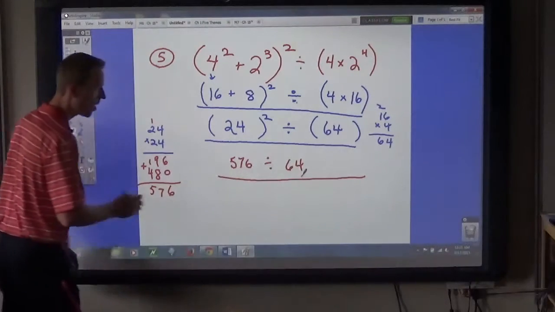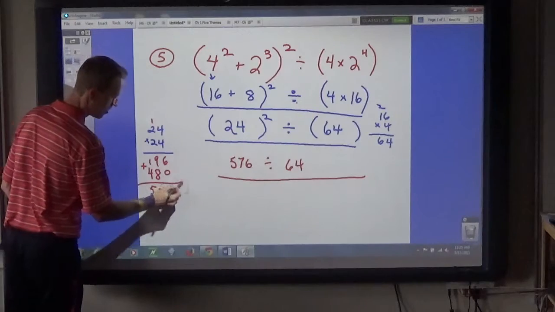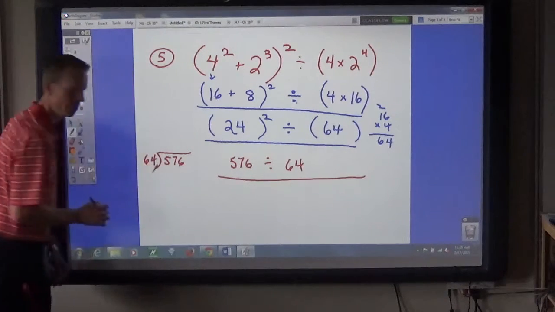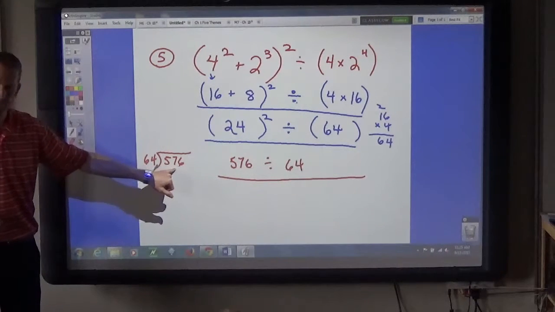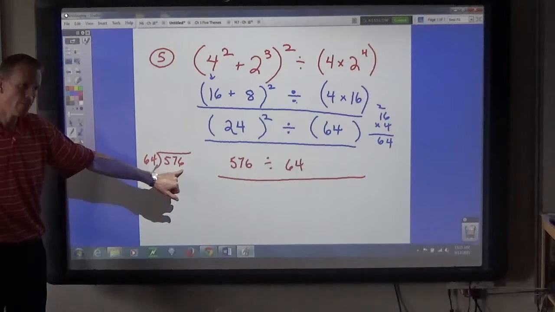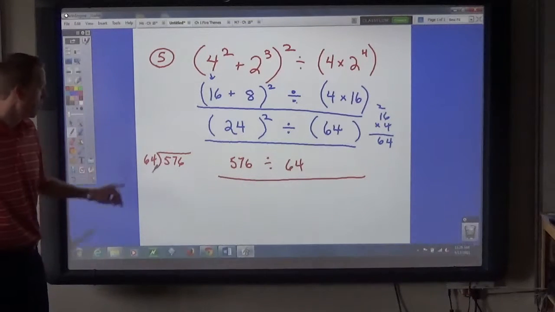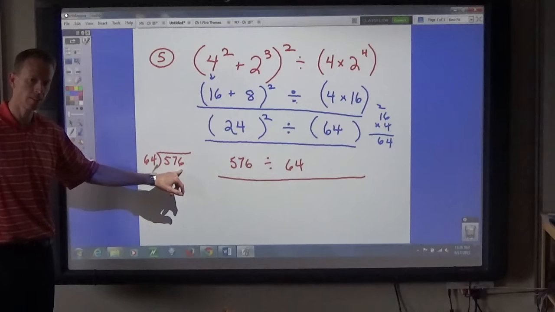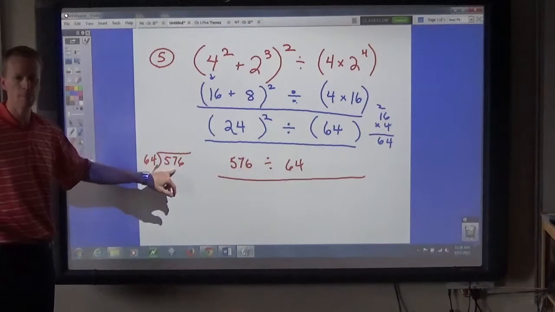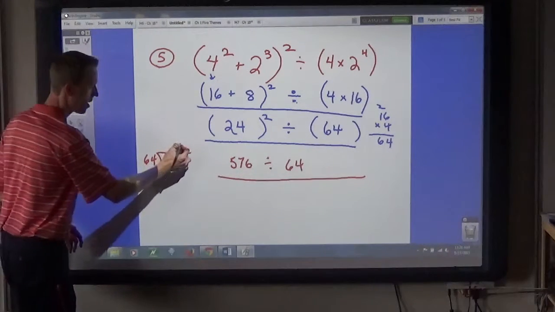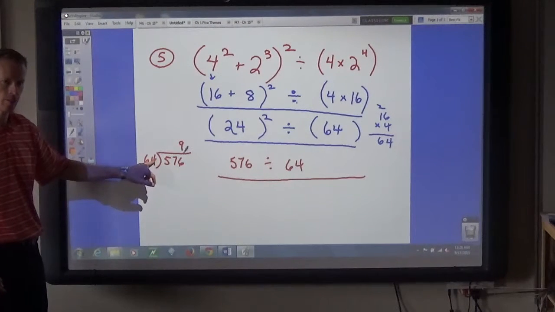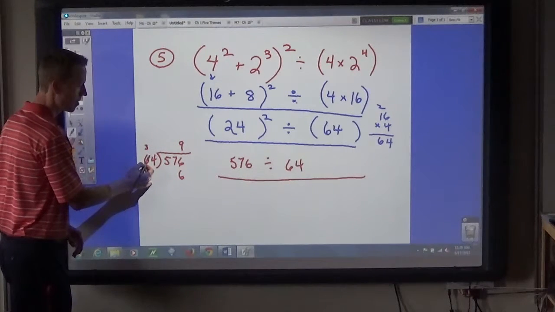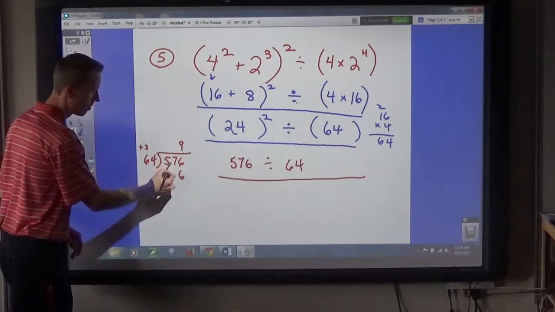Now, on the side again, let's do the calculation. We got this one done. So we need to do 576 divided by 64. Now, 64 doesn't go into 57, so we have to put it into 576. And if you think 64 times 10 is 640, that's kind of close to 576. So let's try, well, since 10 is bigger, 640 is bigger, let's try one less and try 9. 9 times 4 is 36. And 9 times 6 is 54. Plus 3 is 57.